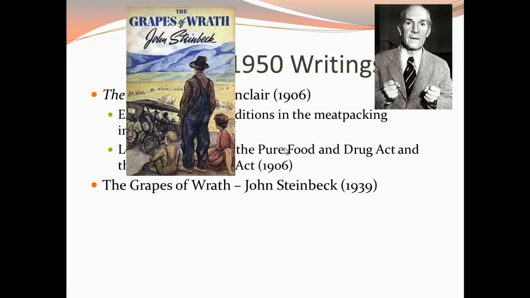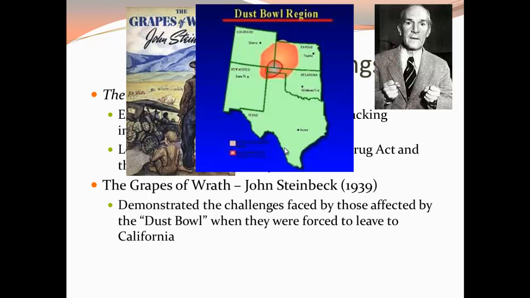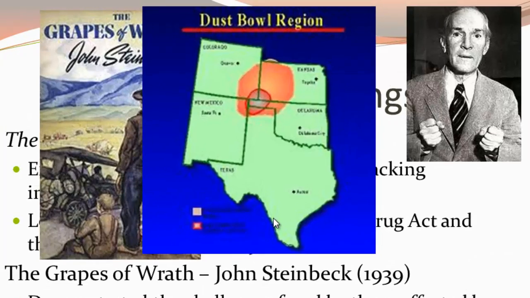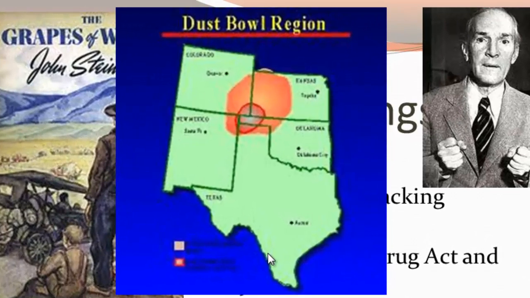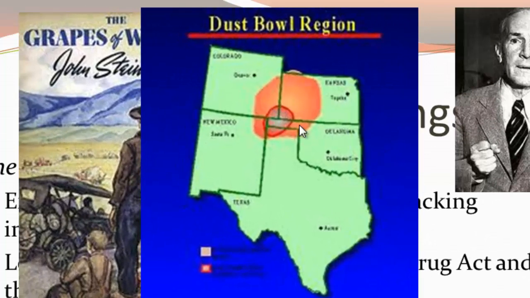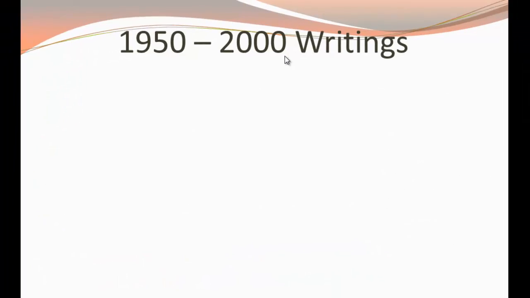Grapes of Wrath by John Steinbeck is written in 1939, and this focuses on those that were affected by the Dust Bowl when they were forced to leave to California. So this little red area up here, that is the Dust Bowl. And it was a combination of just drought and really bad weather conditions for farmers, mostly in Oklahoma. Okies, as they were called, and they had to leave to California because they simply could not live there anymore.